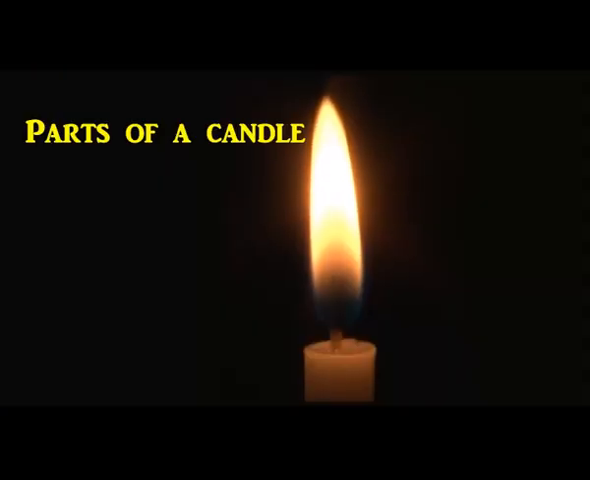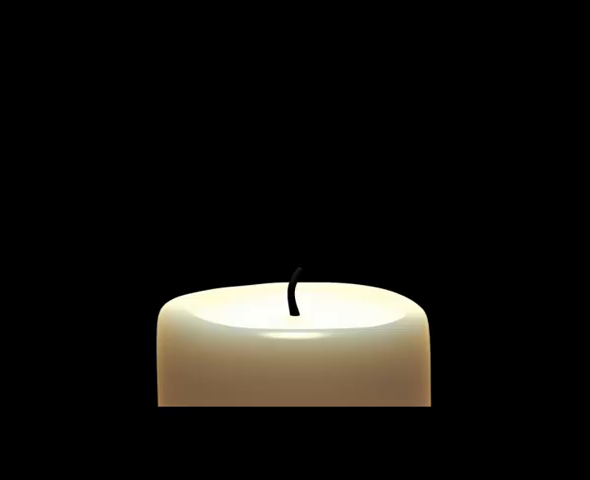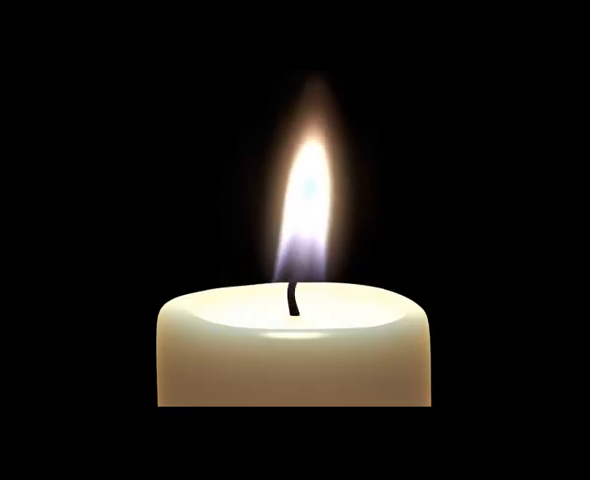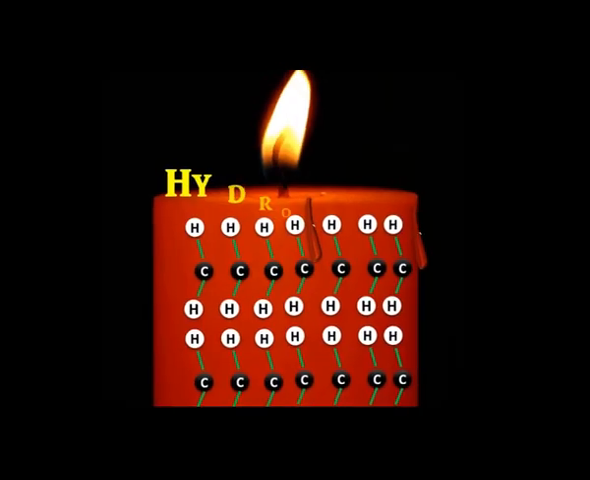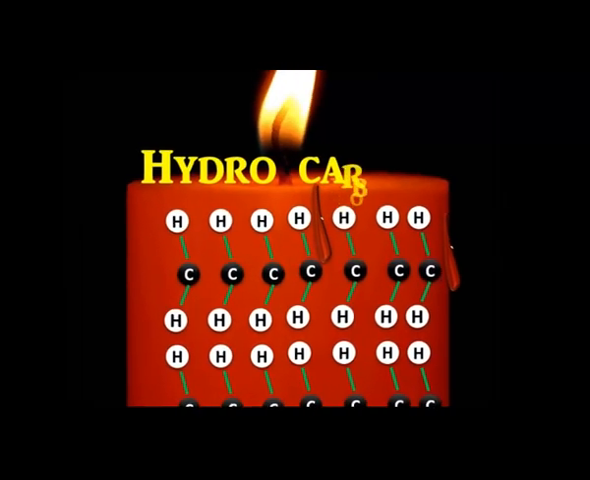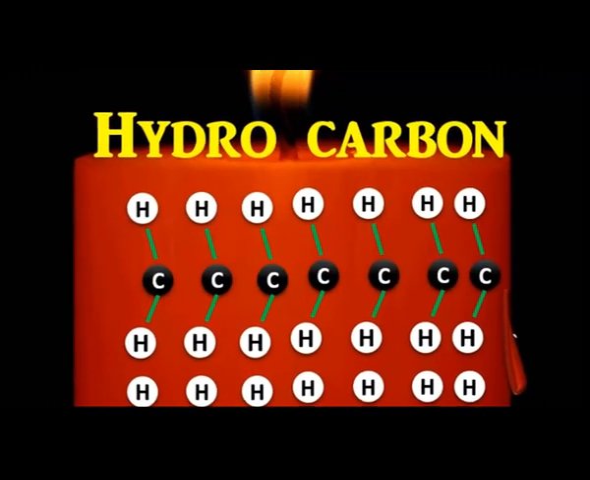Parts of a candle. Wick and wax are the two parts of a candle. Wick is the little part of the candle that pokes out at the top. This is the part that burns and produces a flame. Wick works by conveying the fuel to the candle. Paraffin wax is a small chemical factory that converts the hydrocarbons in wax into carbon dioxide and water.